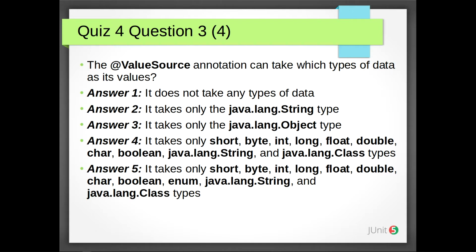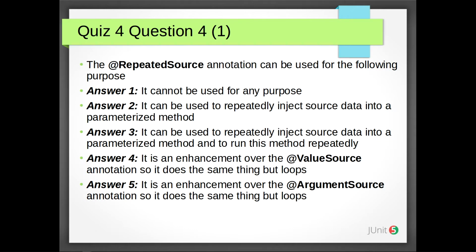It takes short, byte, int, long, float, double, char, boolean, java.lang.String and java.lang.Class types, and that's something to memorize. Quiz 4, question 4. The @RepeatedSource annotation can be used for the following purpose.